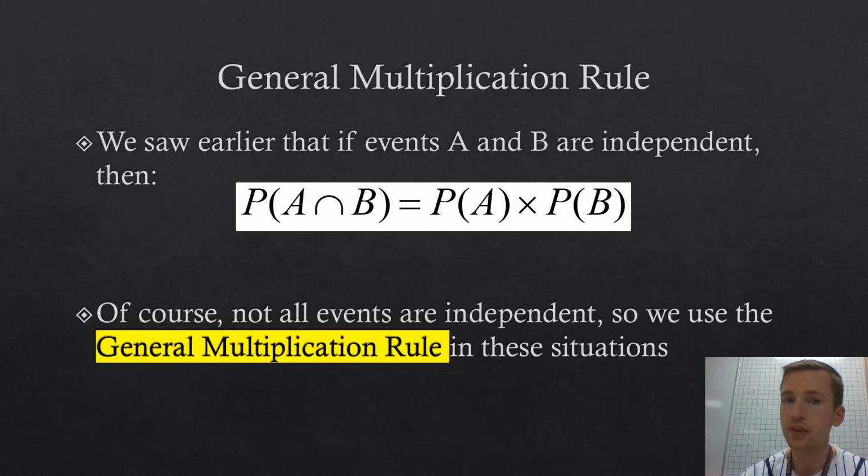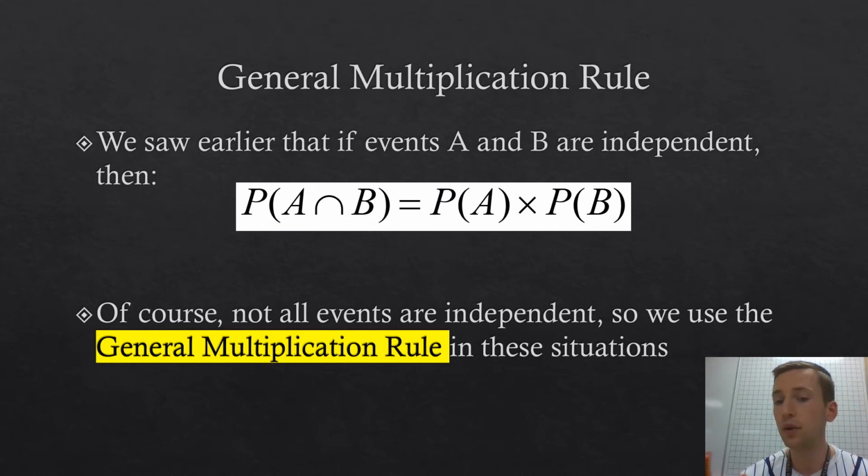So we talked about the general addition rule. It might also be helpful to talk about the general multiplication rule. In chapter 13, we saw that if two events A and B were independent, in other words, the outcome of one event did not influence the outcome of the other event, then the probability of A and B was the probability of A times the probability of B.